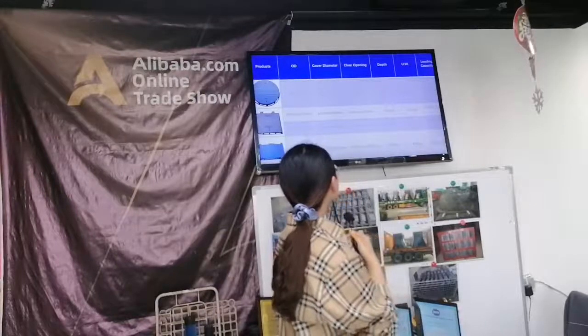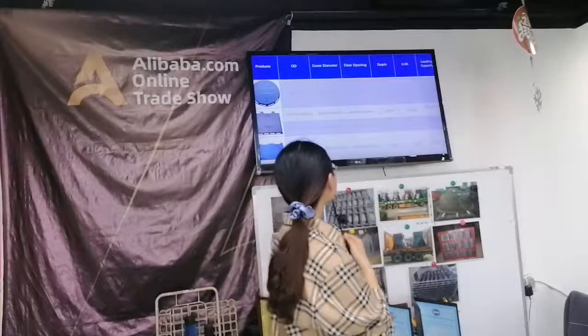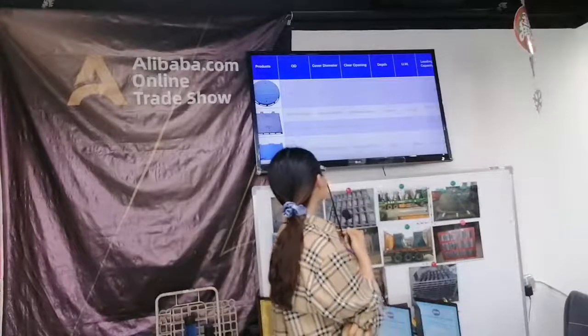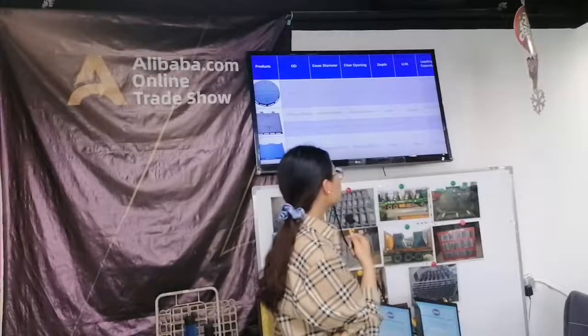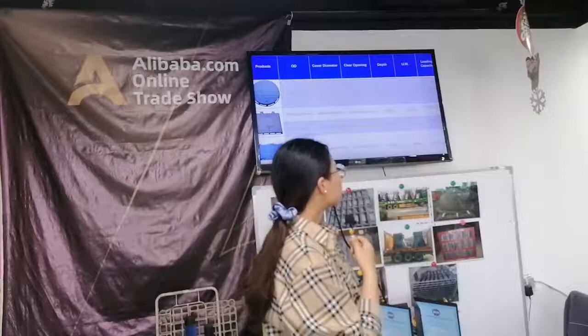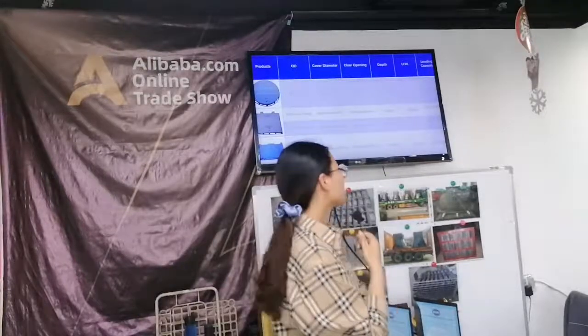The third one: the length is 1,390 millimeter, the width is 860 millimeter, the depth is 150 millimeter. The unit weight is about 430 kilograms.